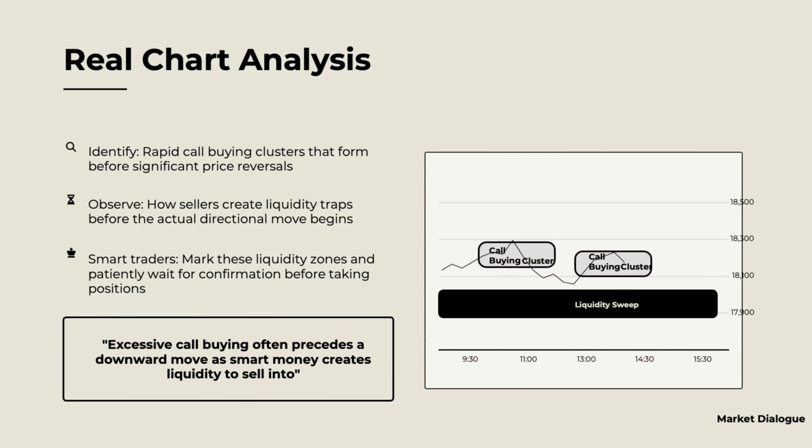Notice the pattern. Rapid call buying, then sellers create a liquidity trap, then only after stops are hit, the actual directional move begins. This is why smart traders don't rush in when they see one-sided positioning. They mark these liquidity zones on their charts and wait. They wait for confirmation. They wait for the sweep to complete or for a clear rejection. Patience in identifying these setups is what separates profitable traders from those who keep getting caught in traps.